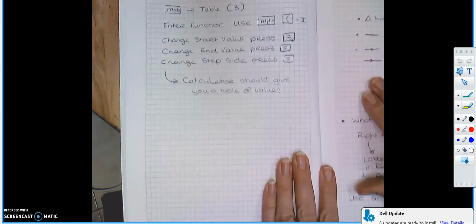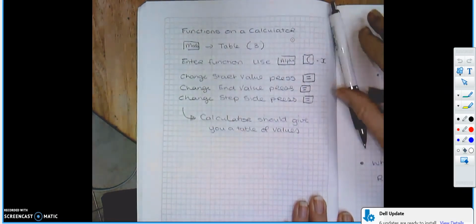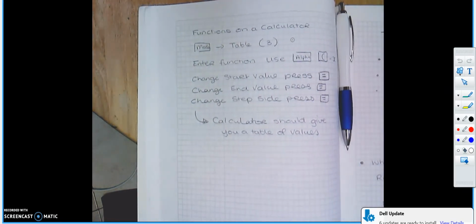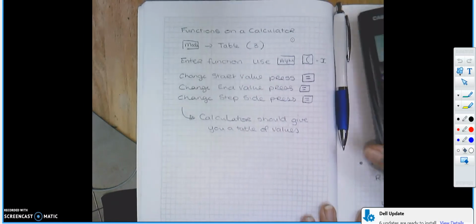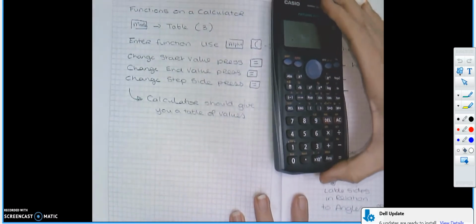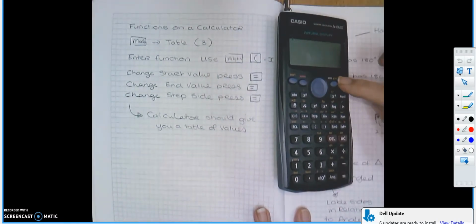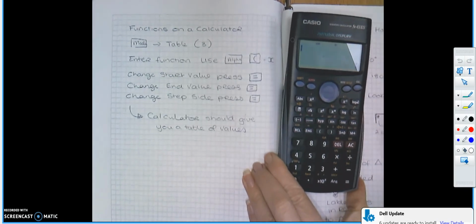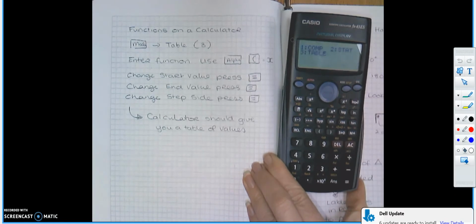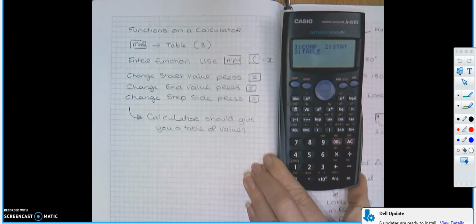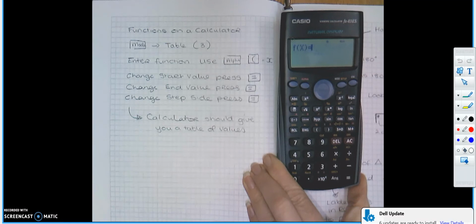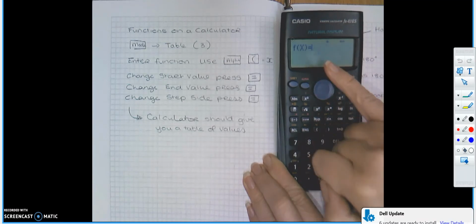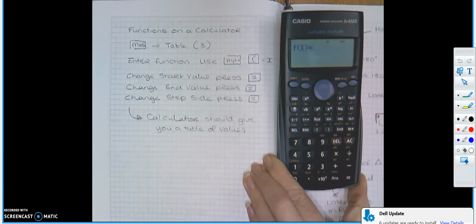If they do that, the easiest way to do it is to work it out on the calculator. So if you have a calculator, hopefully we'll see if this works. So switch it on. What you do is you press the mode button. The mode button is here. So press the mode button and it will come up computer, stats and table. So you press number 3 for your table and you will get an f of x symbol up on the calculator. You will then enter your function.